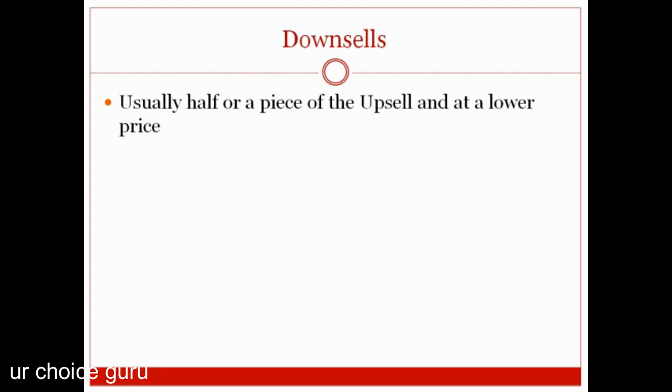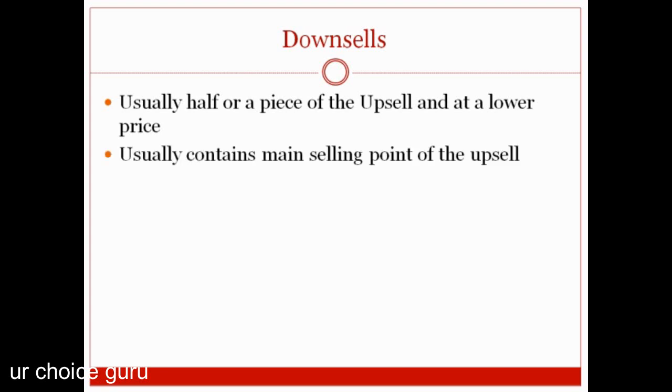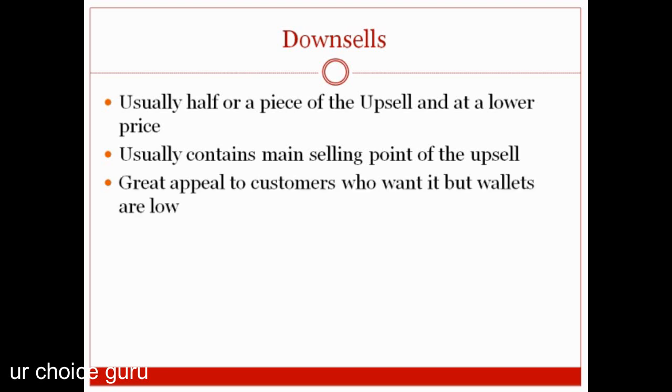So in this case, if I offer a one-time offer of a graphic design software for the upsell, for the downsell, I could offer that software, but maybe it doesn't have as many features and so forth. So it's not like you're offering the upsell for a lower price. That would not be good for your customers. A downsell is usually a piece of the upsell for a lower price, and it usually contains the main selling point of the upsell. But it's a great appeal to customers who want it, but their wallets are low on cash.